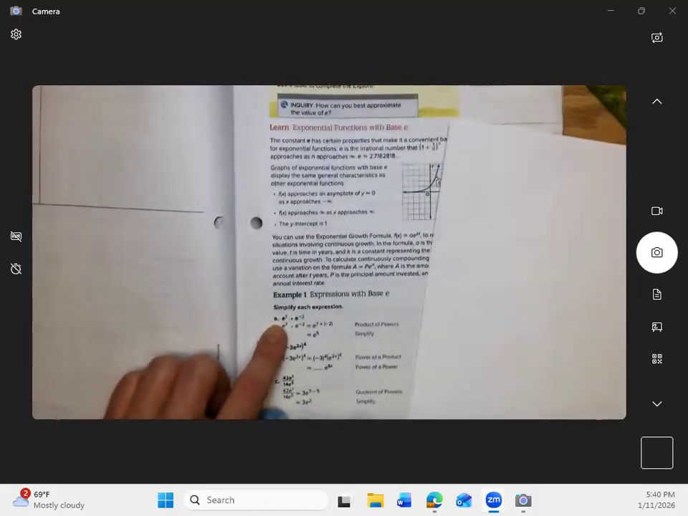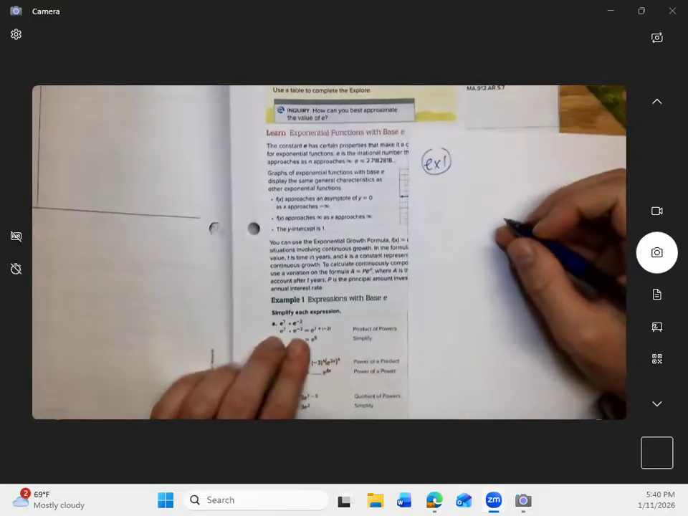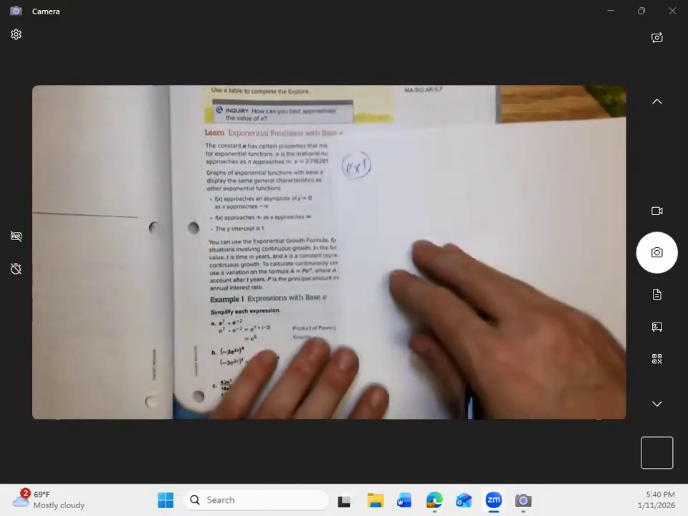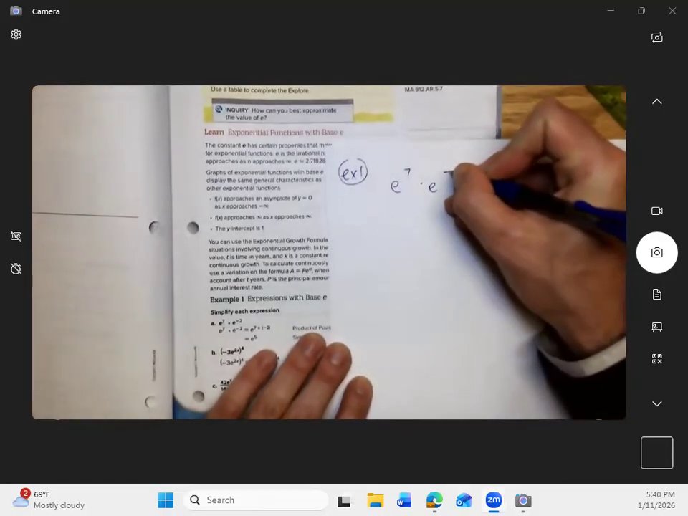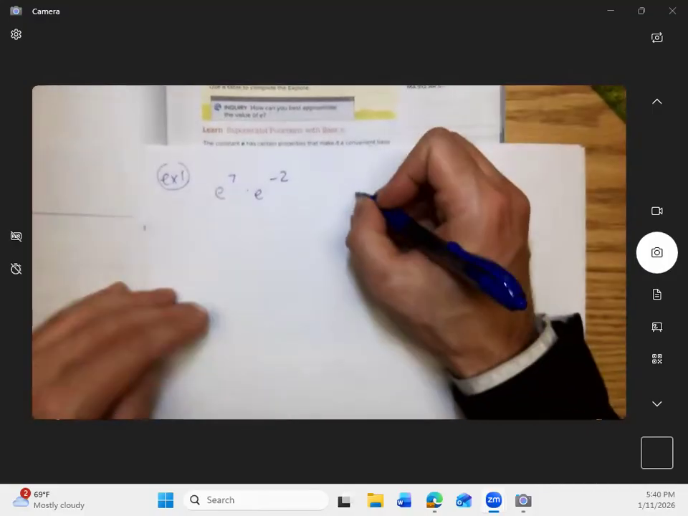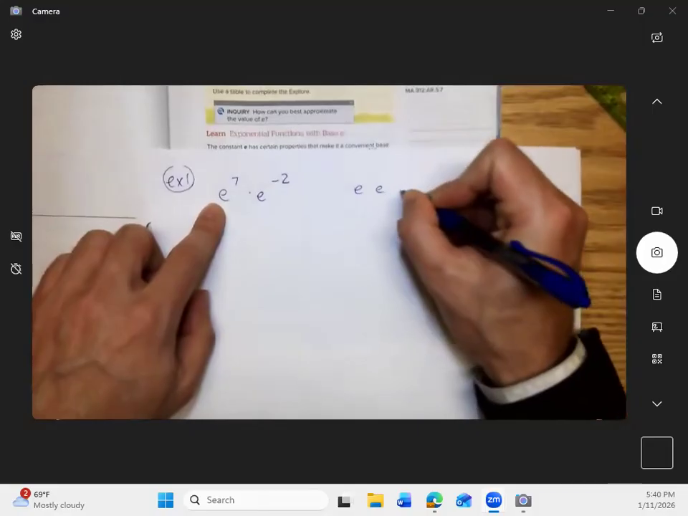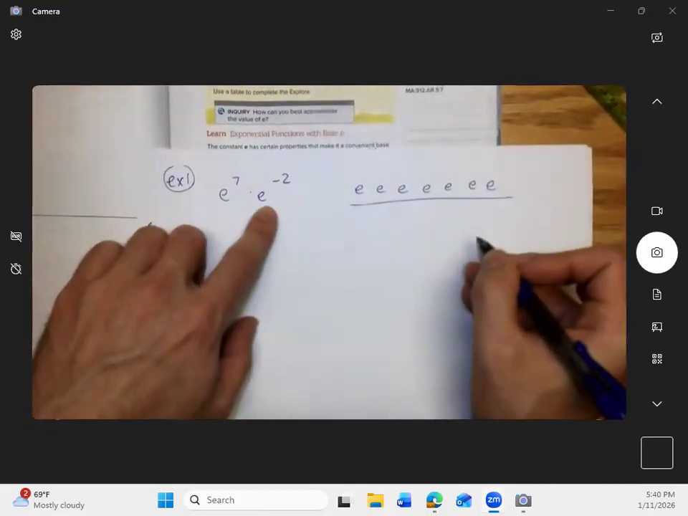Right, so let's do example one. The first few examples are just doing some basic algebra rules. Remind you guys, exponent rules. e to the 7 times e to the negative 2. If you want to see this out in expanded form, how does that work? Remember, this is 7 e's multiplied: 1, 2, 3, 4, 5, 6, 7. Those are all multiplied. And then e to the negative 2.